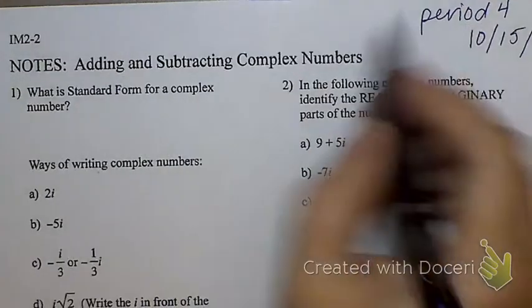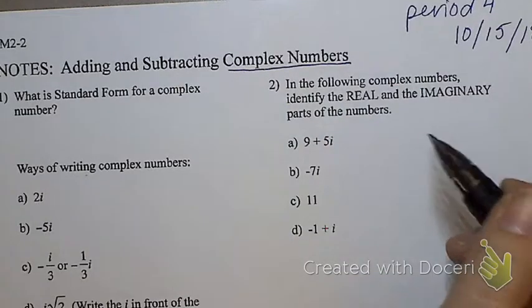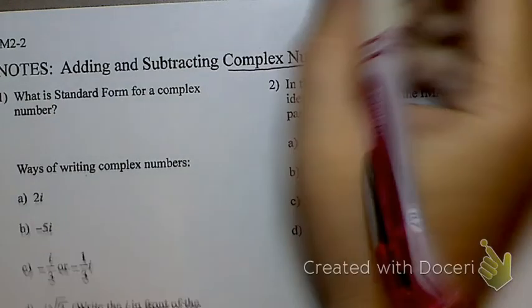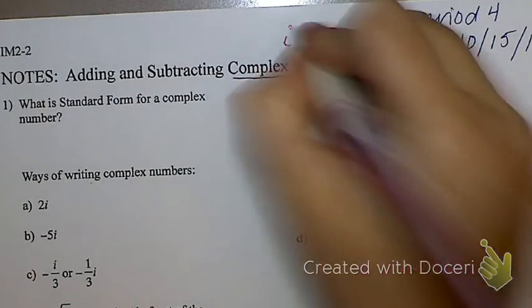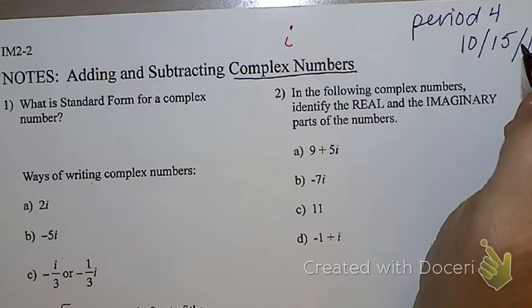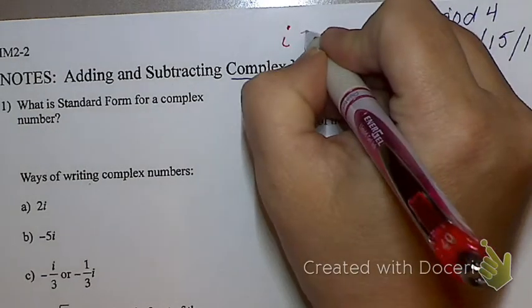So we're going to talk about complex numbers. Does anyone remember from a little while ago what complex numbers are? They're numbers with our favorite letter, i. So complex numbers include the letter i. Do you remember what i represents?